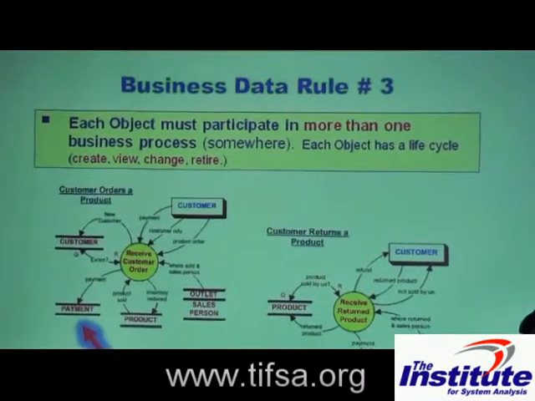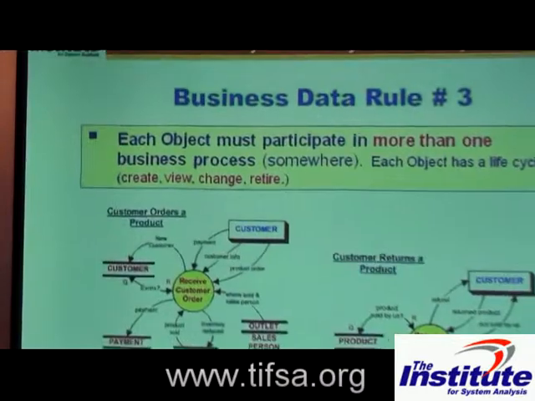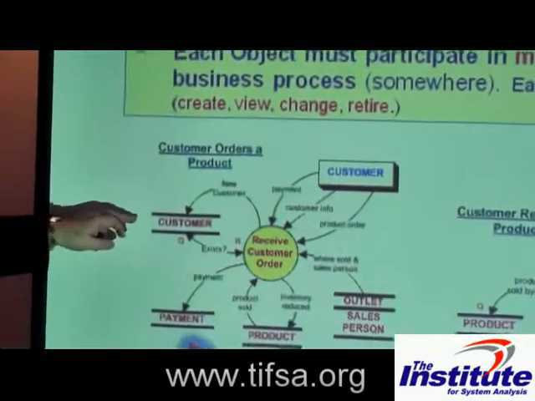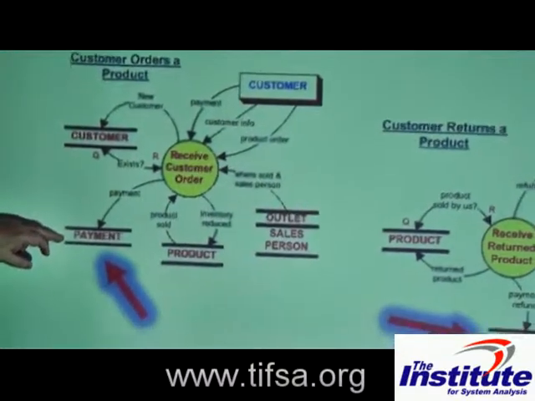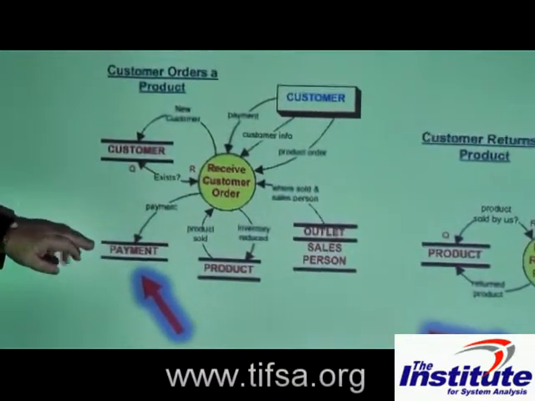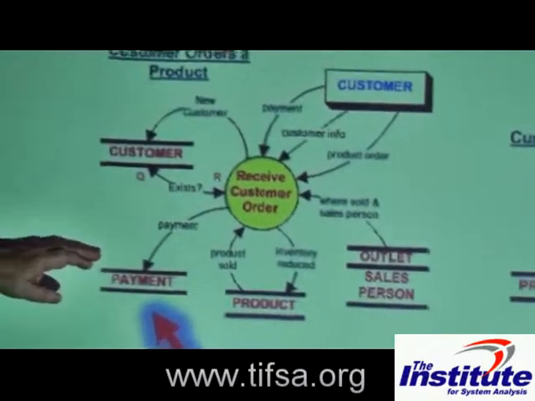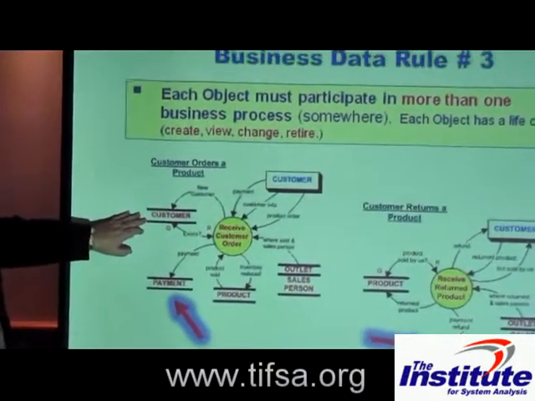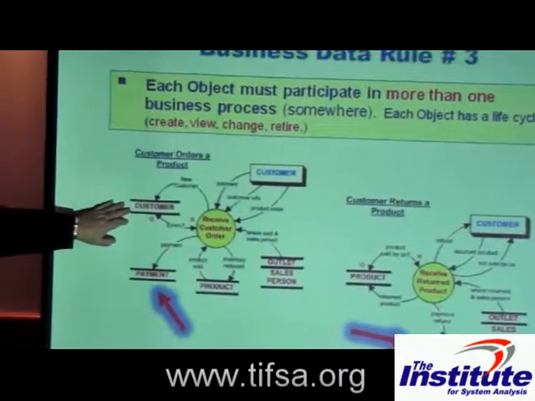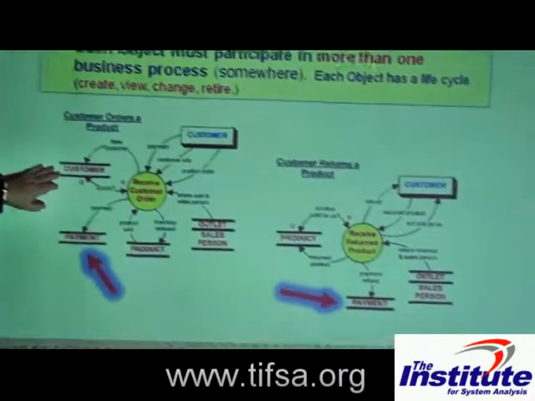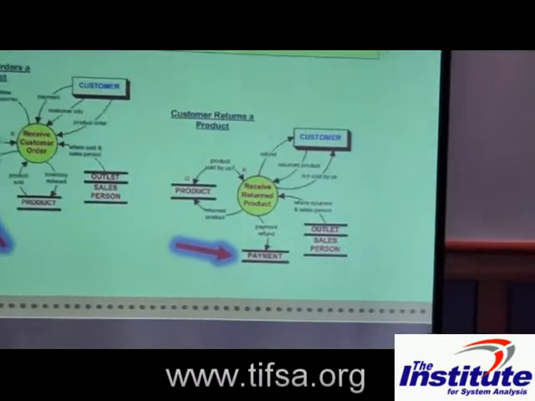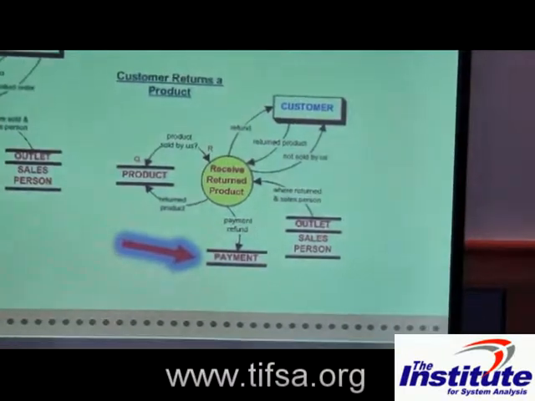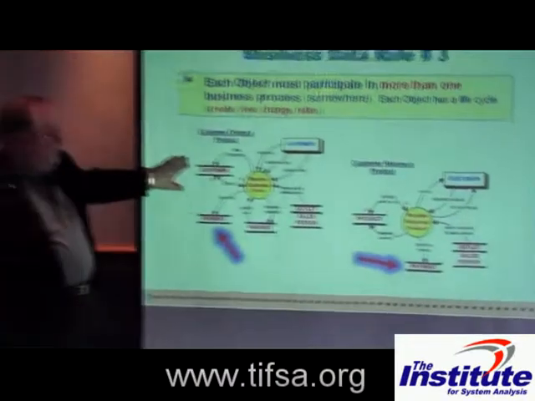You know, we create a record for a customer, for example. We create a record for a payment. If we create it, we should also be viewing it at some point. And of course, we may change customer information at some point too. And of course, it may be retired. It doesn't mean we delete it, but it means that we check it off as done or retired. So there are those 4 things that happen to an object.